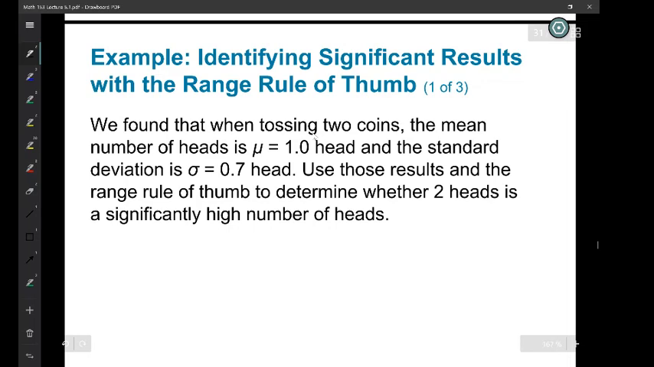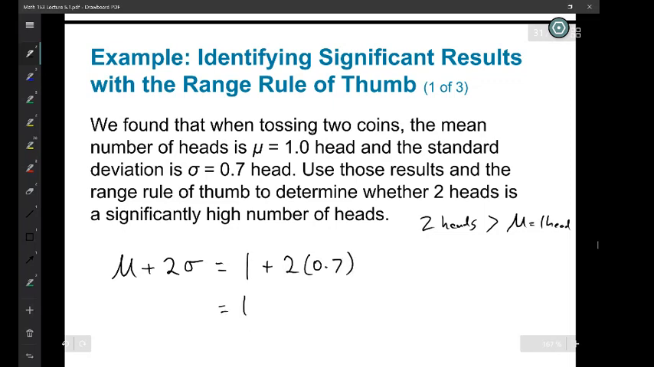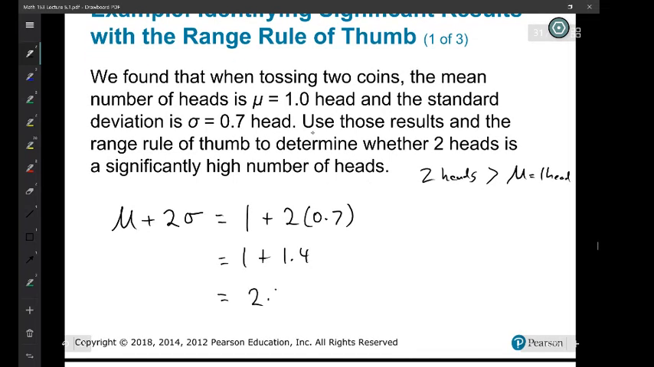Well, we take 2 heads is greater than the mean, which is 1 head. So we want to know what mu plus 2 times the standard deviation is. That's going to be 1 plus 2 times 0.7, which is 1 plus 1.4, which is 2.4.